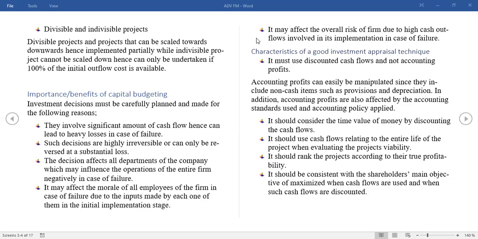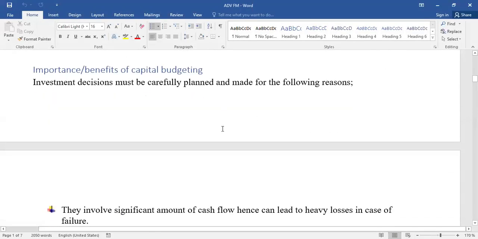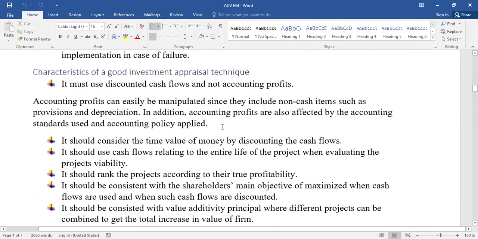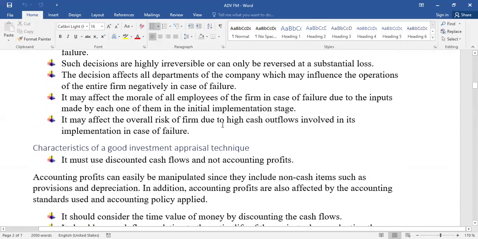Are those the benefits? Let me see. There might be some challenges, I think. It may affect the morale of all the employees of the firm in case of failure. Let me look at the arrangement of the notes. I think those are some of the challenges, because we are saying it may affect the overall risk of the firm due to the high cash flows involved in its implementation in case of failure. I think those are some of the challenges experienced.